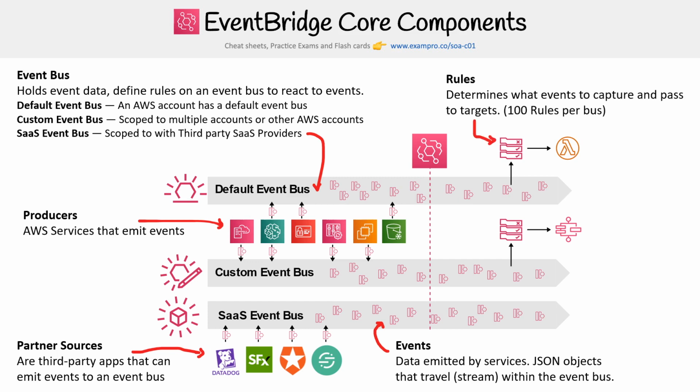Then we have rules. These determine what events to capture and pass to targets. You can have 100 rules per bus. Then you have the targets themselves, and this is where the events will eventually go to. And targets are just AWS services that consume the events, and you can have 5 targets per rule. So there you go.